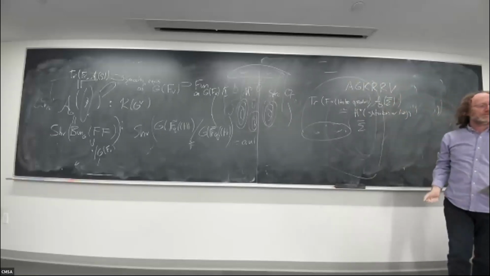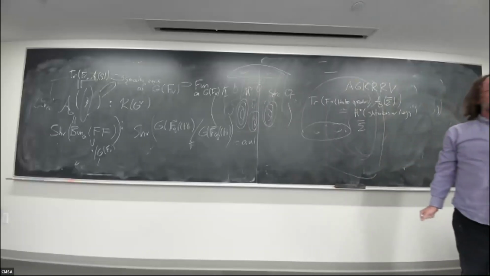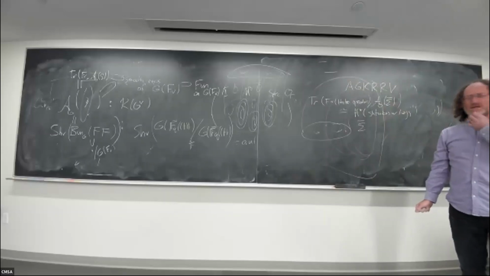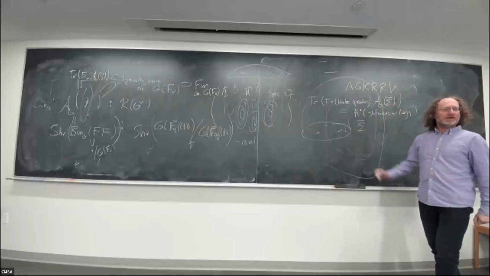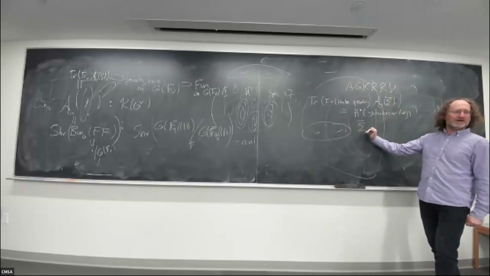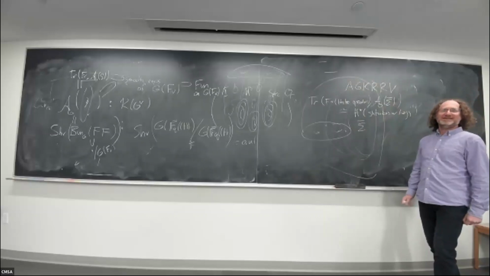I'm very confused. The shtukas with legs I understand, but when you say a surface, do you literally mean what you wrote? Yes, I have a curve over a finite field. Ah, okay, so it's not literally a surface.